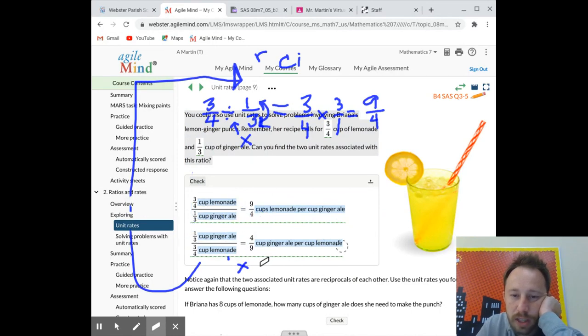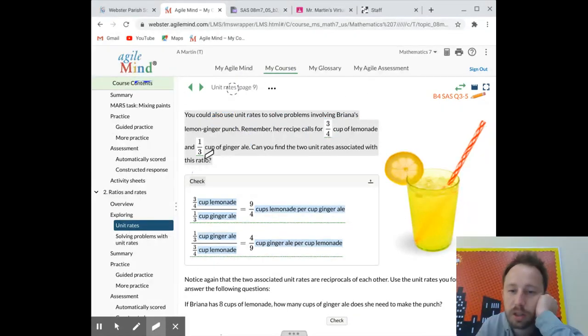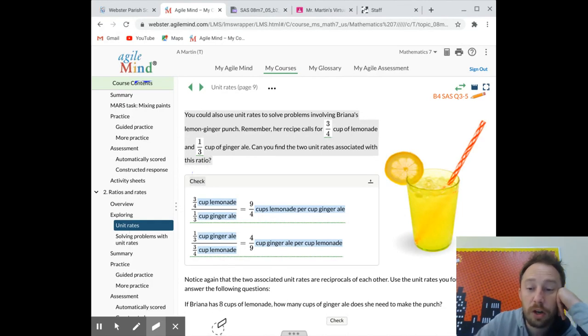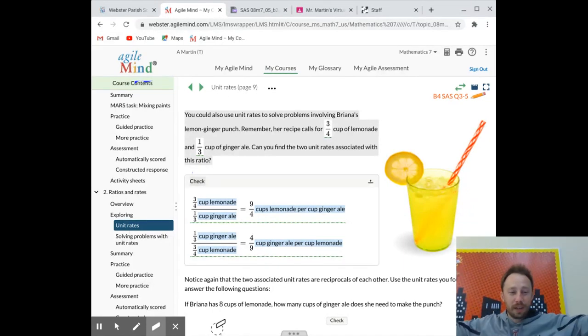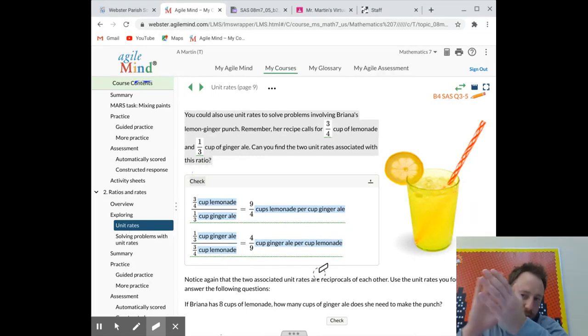Okay, so looking at their answers, is this what we got? Yes, that's exactly what we got. So that means we're super smart. All right. So it says, notice again that the two associated unit rates are reciprocals of each other. What's a reciprocal? Basically, you just gotta flip it. We flip the what? The fraction. Good job.